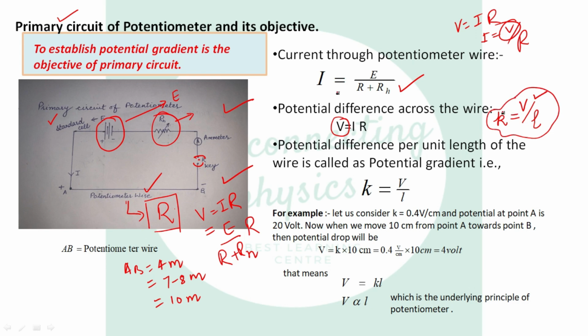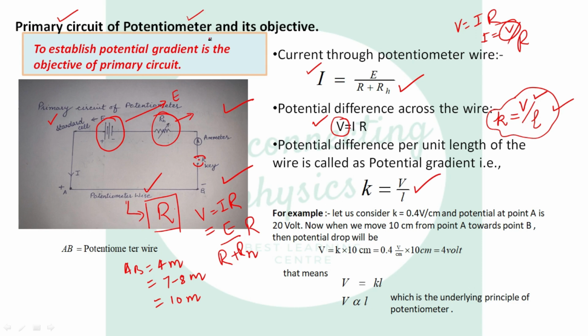So that means the main objective of the primary circuit of the potentiometer is to establish the potential gradient in the primary circuit. So we have established the potential gradient in the circuit. How? Because we know the current value, we can calculate the potential difference across the wire. We put this value here, calculate the potential difference across the wire, and when we divide this potential difference by the length of the potentiometer wire, we get the potential gradient. So this was the main objective of the primary circuit of the potentiometer.